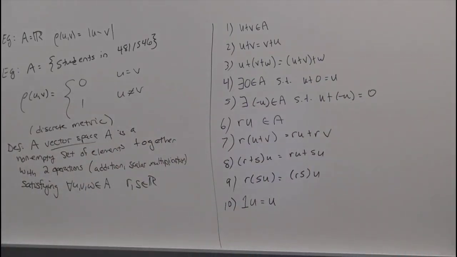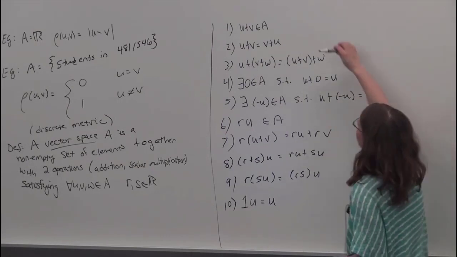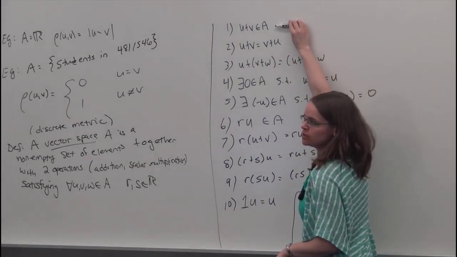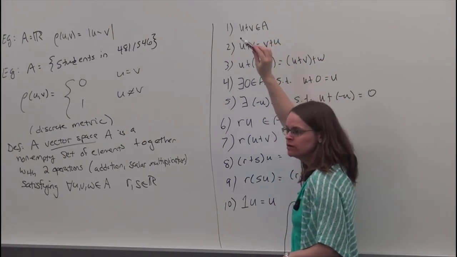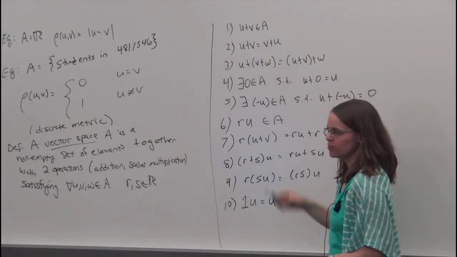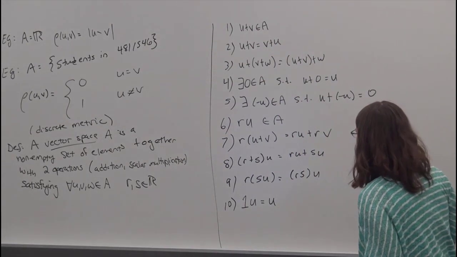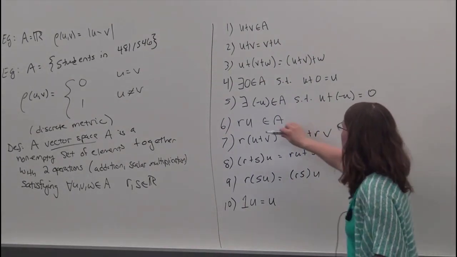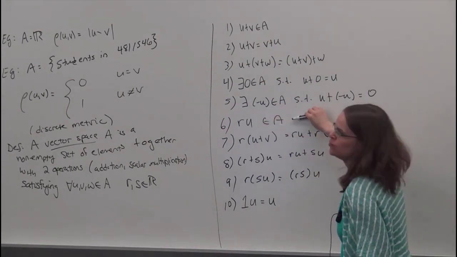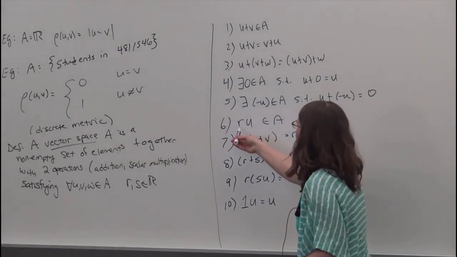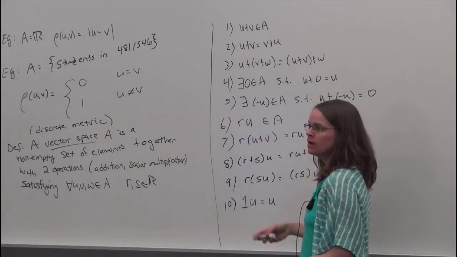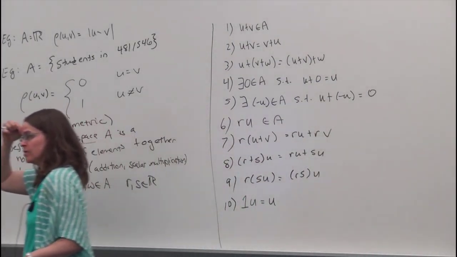What do you have to worry about? Big things that you have to worry about is that you still have closure. So that if you've decided to include u and v in your subspace, you have to include u plus v. If you decide to include u in your subspace, you have to include any constant times u. Now, a possible constant is 0. So you kind of get your identity elements for free here.